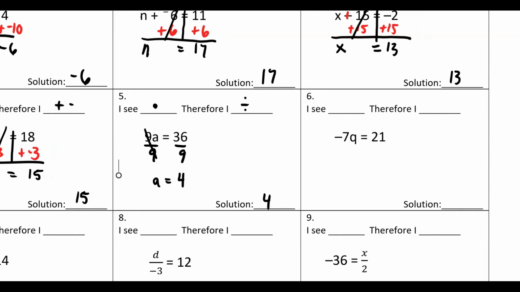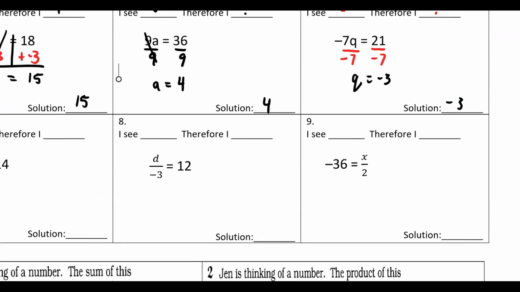So here's another example. Negative 7q equals 21. I see multiplication, right? Coefficient next to a variable is multiplication, therefore I divide. You want to divide by negative 7, the exact coefficient that is attached to the variable. Why? Because negative 7 divided by negative 7 is 1. 1 times q is just q, and equals negative 3. Let's plug it back in. Negative 7 times negative 3 equals positive 21.